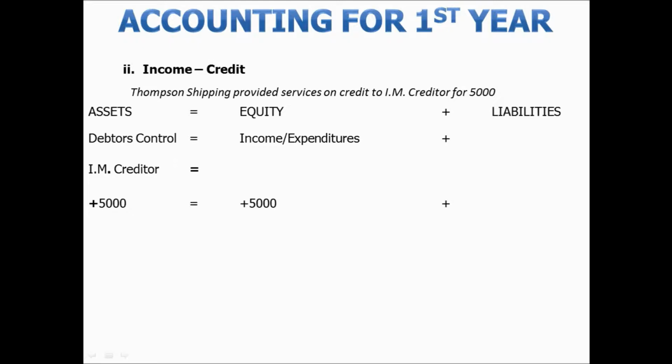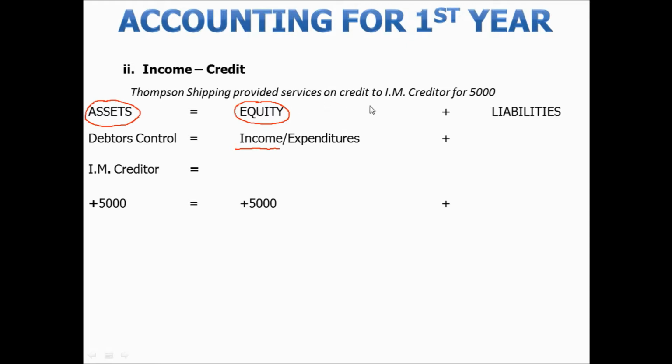In our next example, we'll look at credit income. Thomson Shipping provided services on credit to a creditor for 5,000 Rand. Again, what is the effect of the transaction on the basic accounting equation? We know that services were provided, and this is an income. We also know that income and expenditures affect equity. Then we know that the services were provided on credit, which means that the customer owes us this money, which makes it an asset.